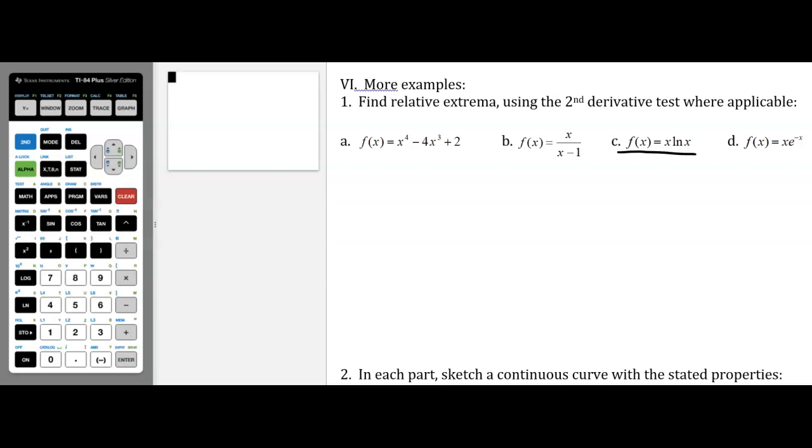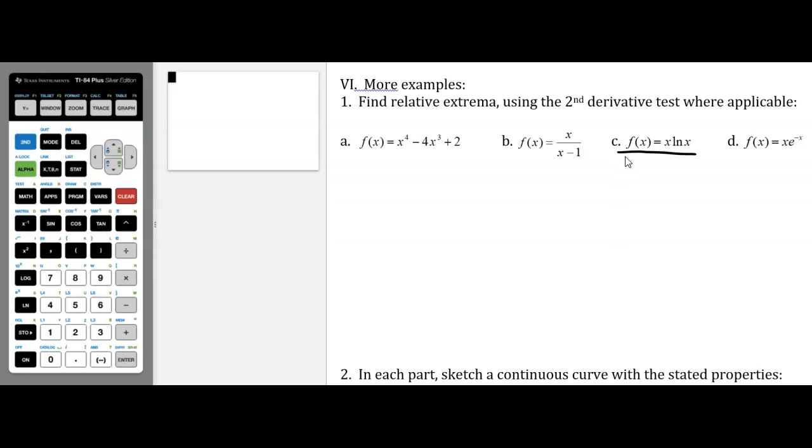Okay, so let's pick up with example C in this video. And again, we're continuing to use the second derivative test to find relative extrema. Very different from using the second derivative analysis to find concavity and points of inflection. So try to know the big differences between a second derivative analysis and second derivative test.